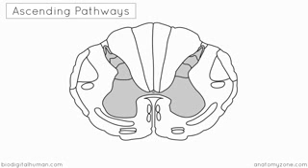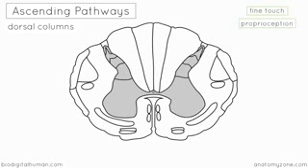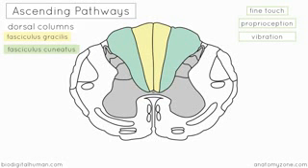So we'll look first at the dorsal columns, which convey fine touch, proprioception and vibration sense from the periphery up to the brain. So you've got the fasciculus gracilis, which I've highlighted in yellow, and you've got the fasciculus cuneatus. Just remember that fasciculus means small bundle. So the fasciculus gracilis carries information from the lower limb, so it has axon fibers from the lower limb, whereas the fasciculus cuneatus has fibers from the upper limb.